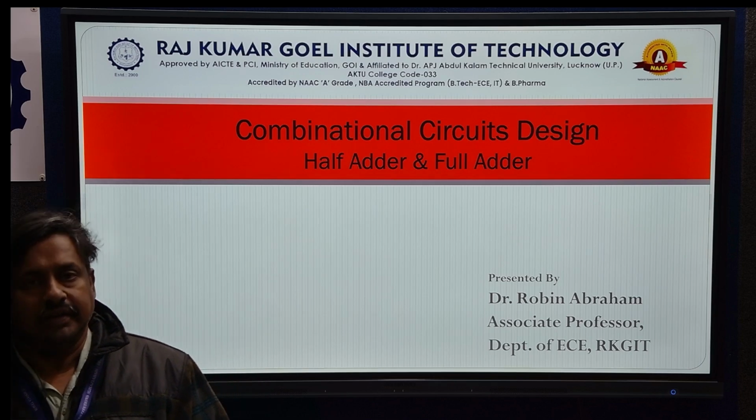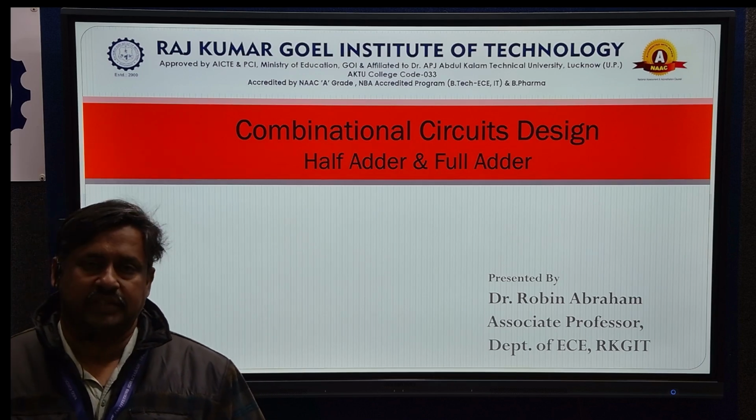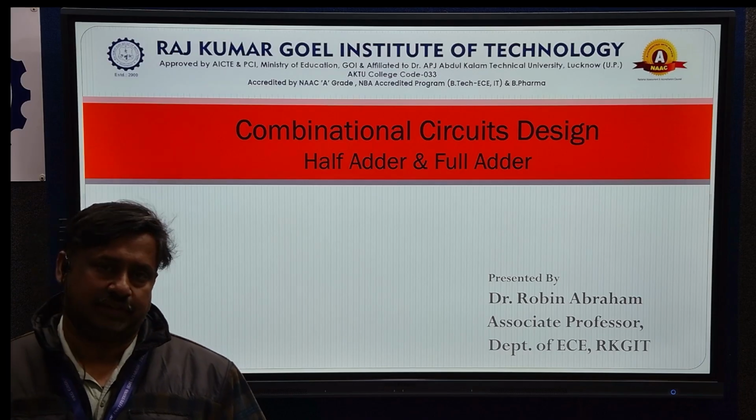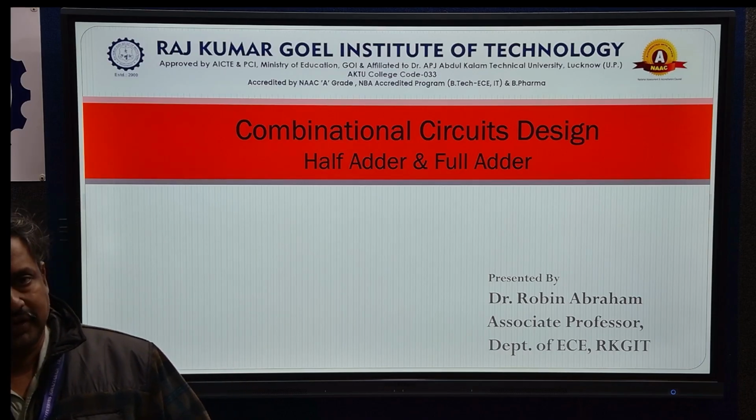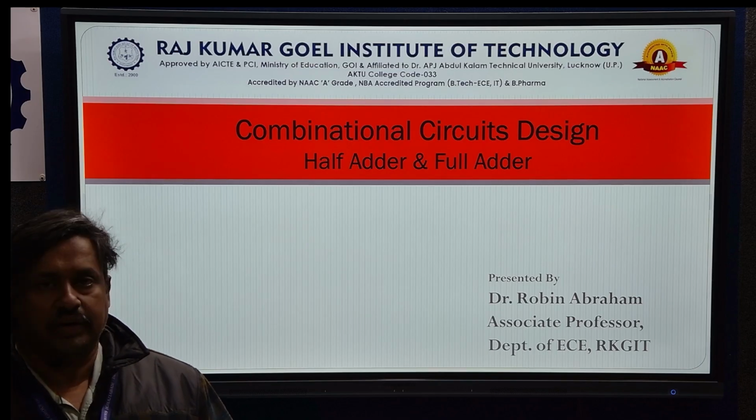Because in digital electronics, there are two types of circuits. One is combinational circuits, second one is sequential circuits. So today I am going to explain one example in which half adder and full adder will be explained.